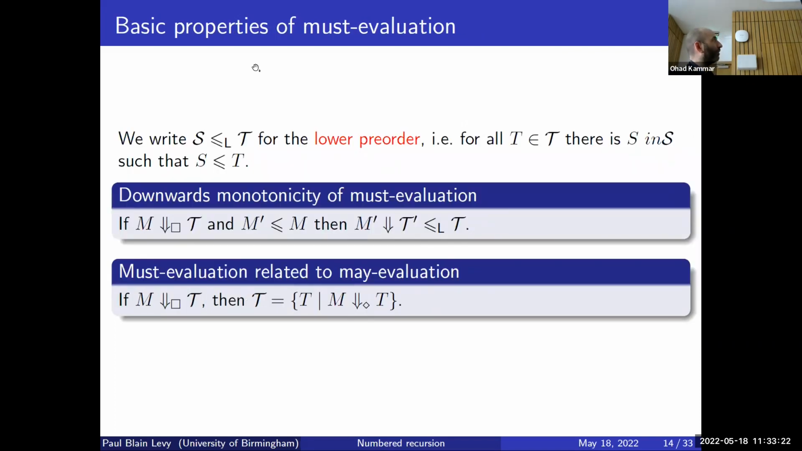Okay, now we come to must evaluation. What properties do we have here? The first thing, okay, so first of all, I need to tell you about the lower preorder. Generally, if you have a poset and you talk about subsets of that poset, you have a preorder between those subsets. It's called the lower preorder, which means for every element of this, there's a smaller element of that.